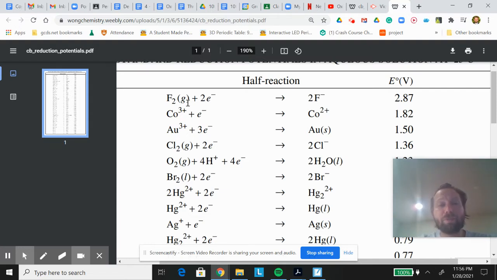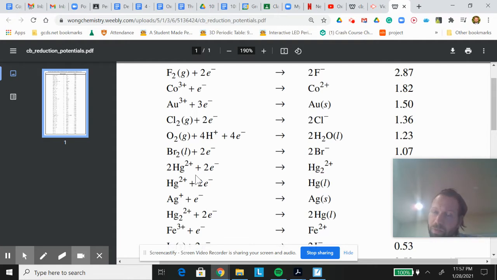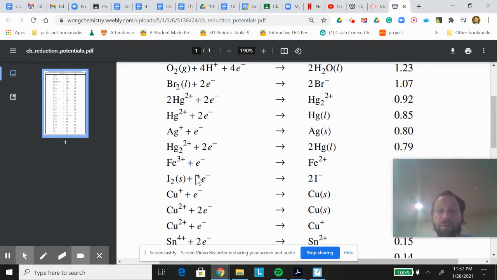What you notice is that fluorine is all the way up at the top, and to reduce fluorine, it has 2.87 volts as its reduction potential. What that means is that fluorine really wants to be reduced, and so it has a really high potential for happening. That's the way you can sort of talk about it. It has a high potential. And as you go further down, these reactions are less likely to happen. Still, the ones at the top have a high potential.